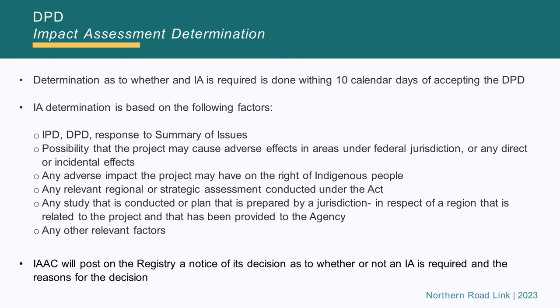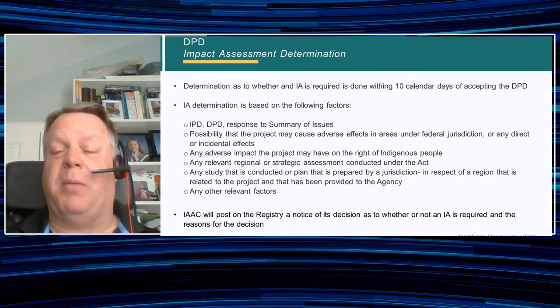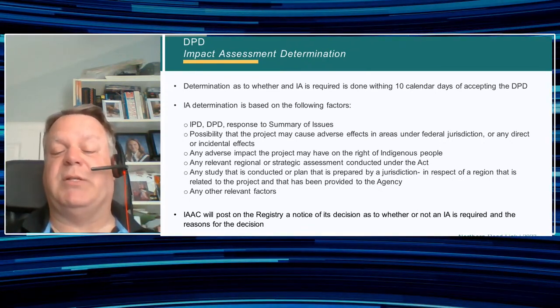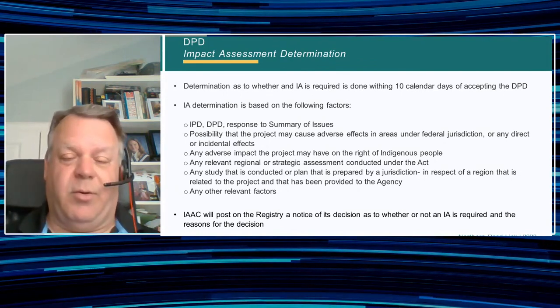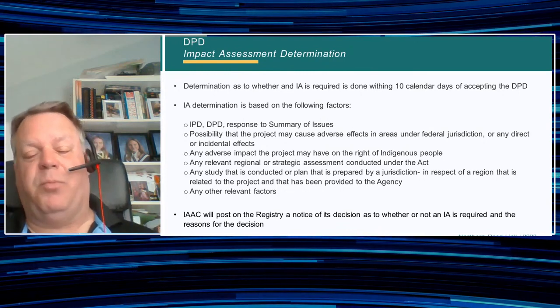So a number of different factors contribute to that determination as to whether an impact assessment is required. And then IAC will post on the registry a notice of its decision as to whether an IA or impact assessment is required, and the reasons for that decision. So that information is all made public as part of a very transparent process. I know that's a lot of information in a short span of time, but we hope that was helpful.